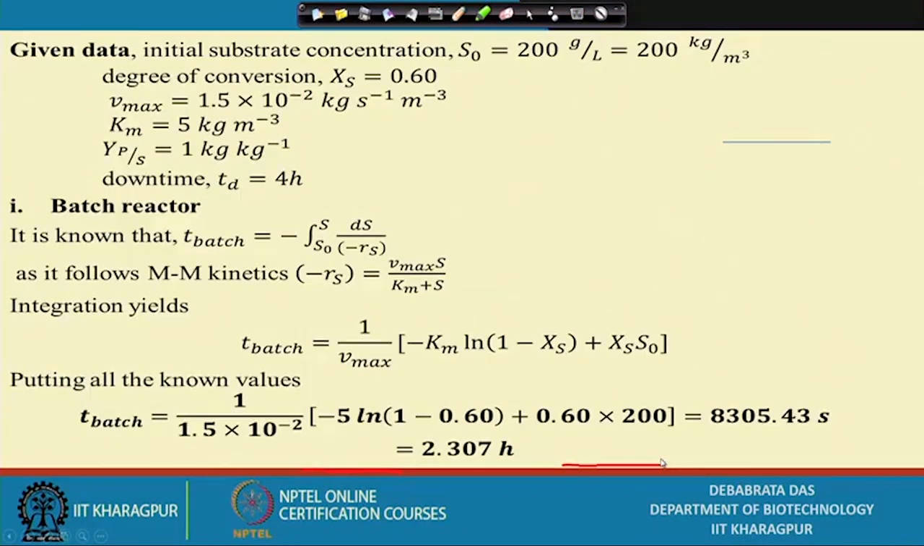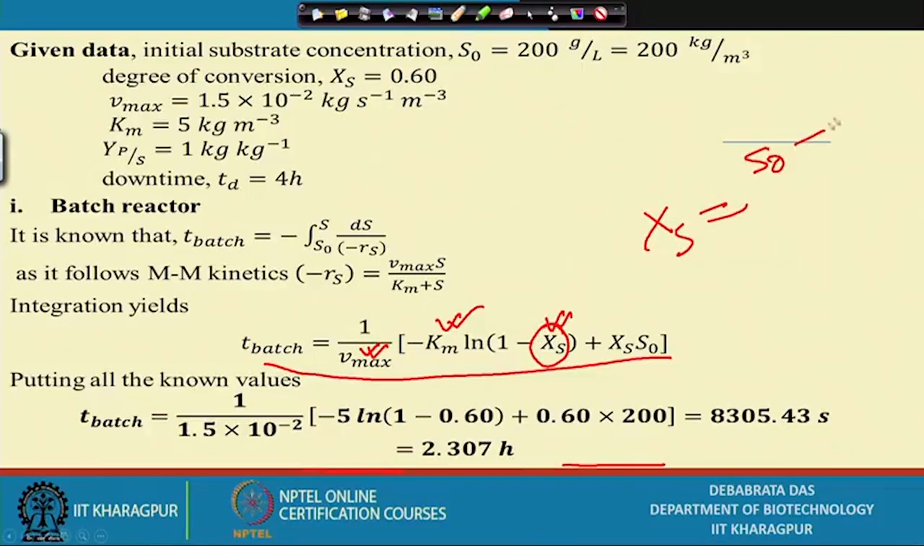Now in the batch reactor, we have already derived this equation, am I right? In the batch reactor we have this, so now the Vmax value is given here, the Km value is given here. I have shown you Xa. What is Xa? Xa is the fraction of substrate that is converted. This is S by S0, am I right? So I have shown you this. If you put this value directly, you will get the volume of the reactor coming to 2.3 hours.